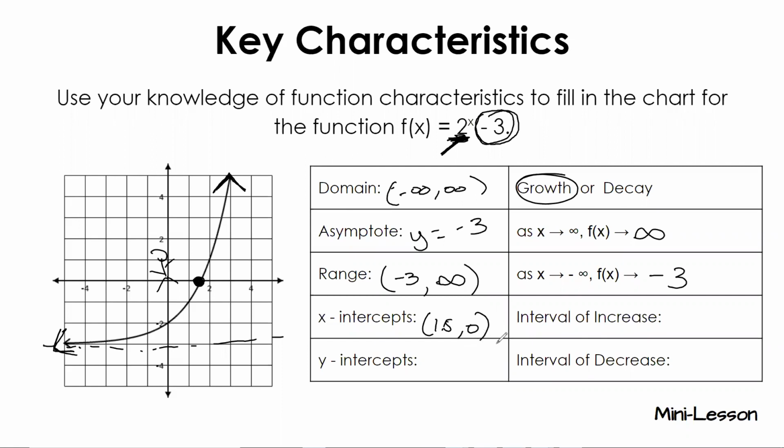What about y-intercepts? Does it cross the y-axis? Yeah, at -2. Is it increasing or is it decreasing? It's increasing, right? Okay, and it's increasing the entire time. Is it ever decreasing? No, we're gonna put NA or not available.